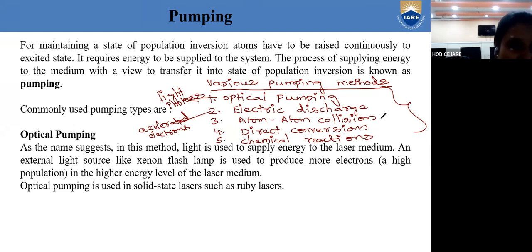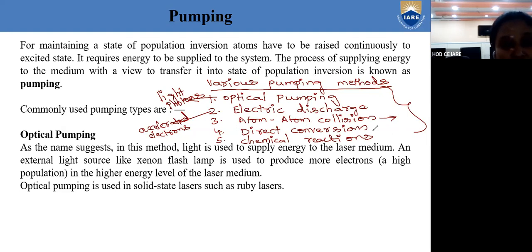And what is atom-atom collision? In this atom-atom collision, one excited atom strikes an atom in the ground state. Then there will be transfer of energy. The atom which has got energy gives its energy to another atom. Now this other atom goes to the excited state.